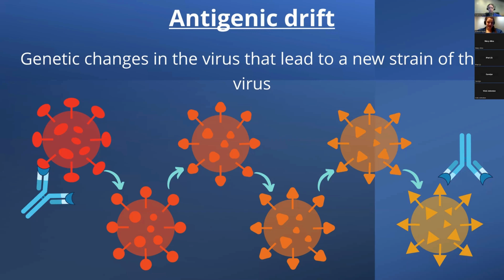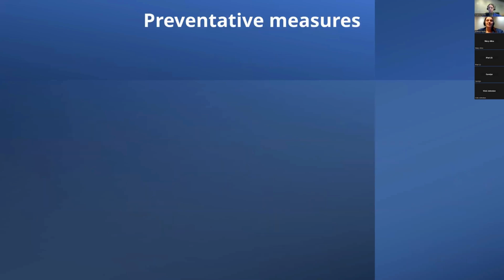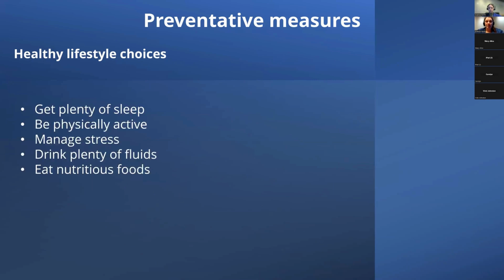Now that we've talked very briefly about the things that make us sick, how do we not get sick? Well, there are some preventative measures that we can take in just overall healthy life choices. Having an overall healthy life is great, and it helps keep us healthy. So getting plenty of sleep, being physically active, managing your stress levels, drinking plenty of water and fluids, and eating healthy foods are all good to have as part of your general healthy lifestyle.